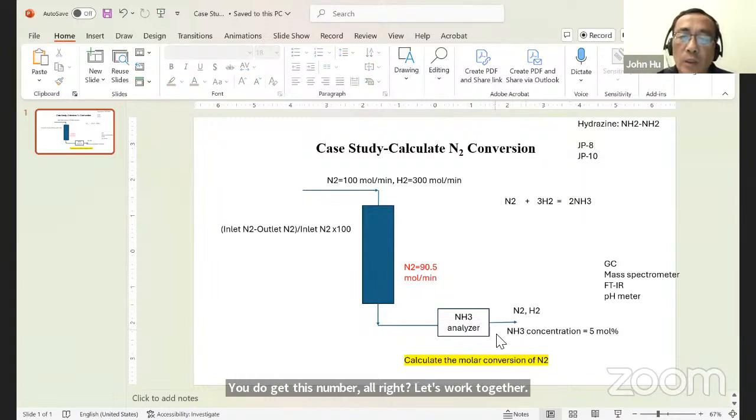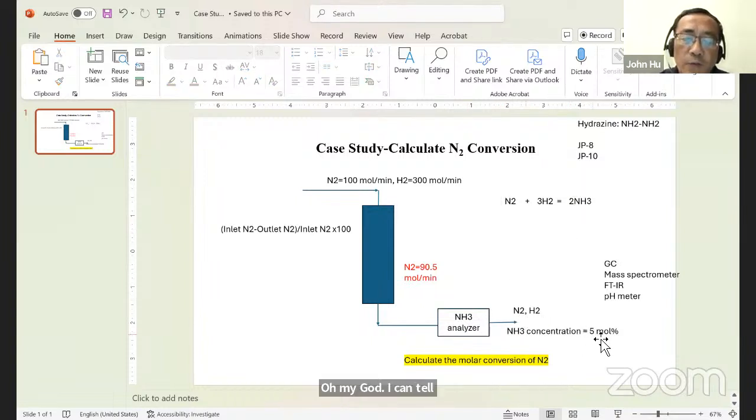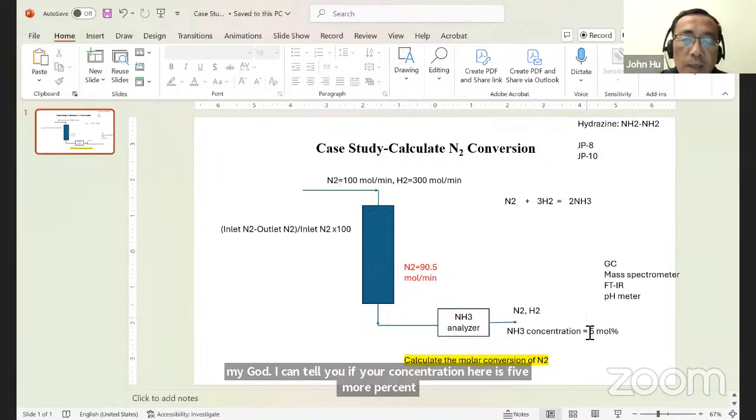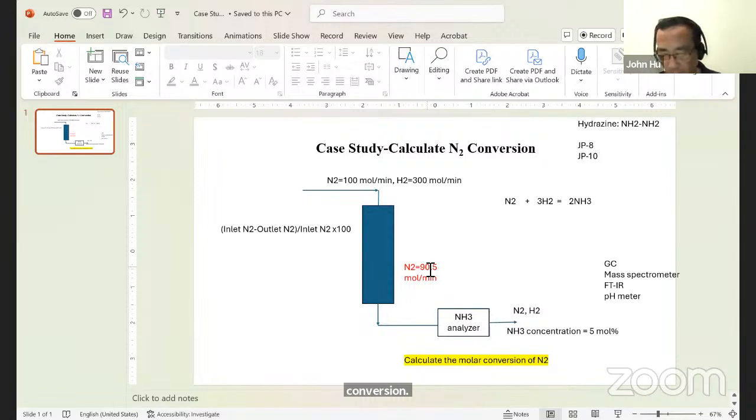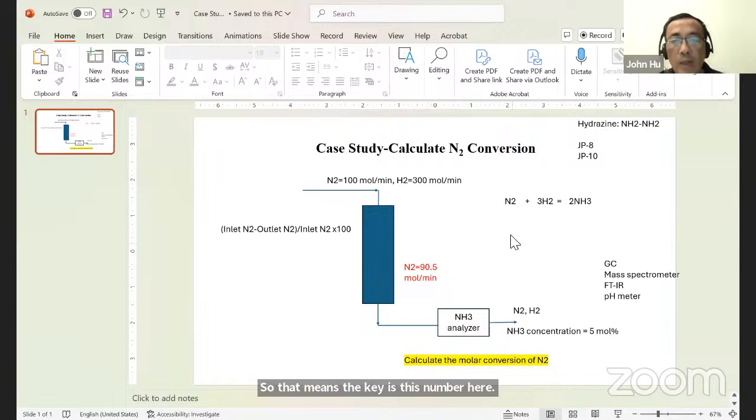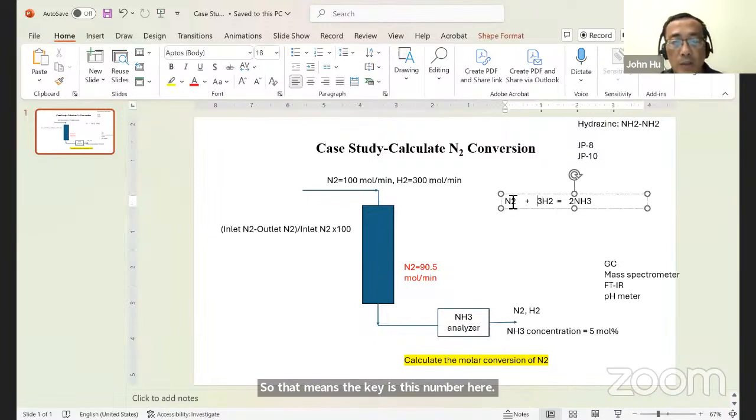I can tell you, if your concentration here is 5 mole %, your nitrogen conversion is almost double this. It's around 10% or 9%. So the answer is it should be 9% conversion. So that means the key is this number here. Okay, let me show you the calculation, okay?